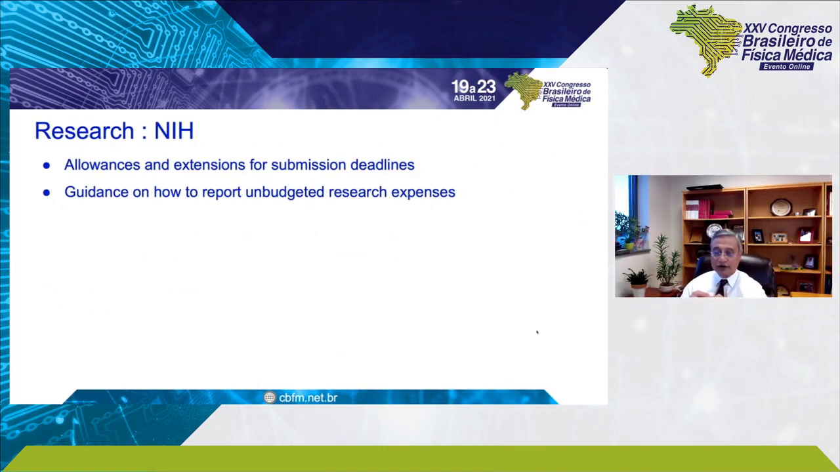The US National Institutes of Health, or NIH, announced allowances and extensions for researchers unable to meet reporting and submission deadlines due to the effect of the pandemic. NIH agencies also posted updates on their websites detailing procedures for investigators to report unbudgeted research expenses caused by this pandemic on their projects.